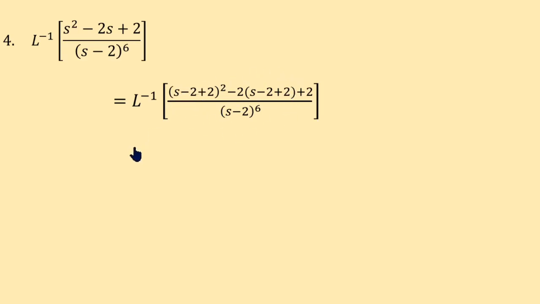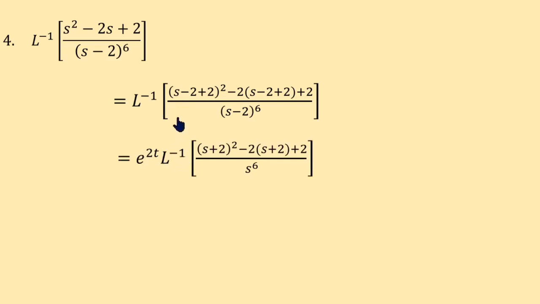Therefore, e power 2t by the first rule, e power 2t into L inverse of the function of s. That means s minus 2 is replaced by s. So, (s plus 2) whole square minus 2 times (s plus 2) plus 2, by s power 6.